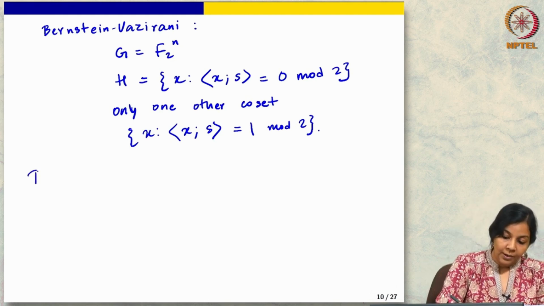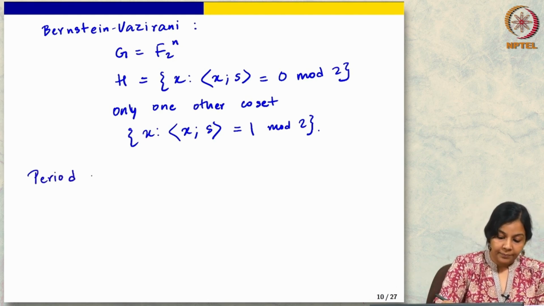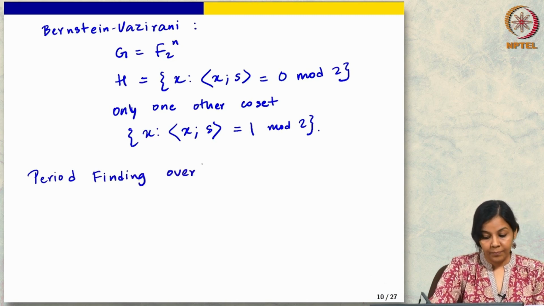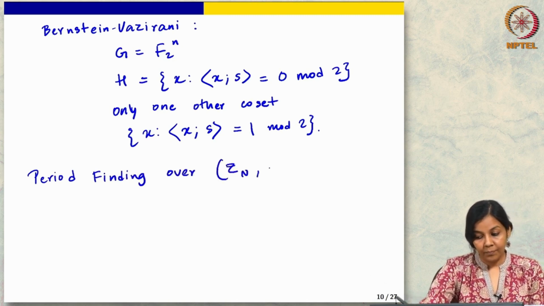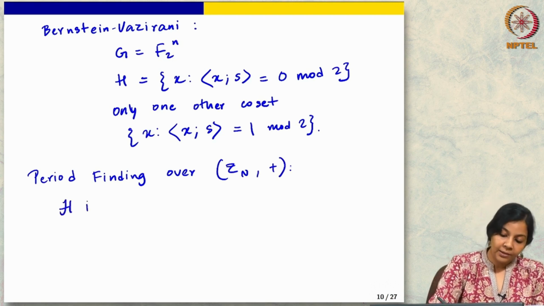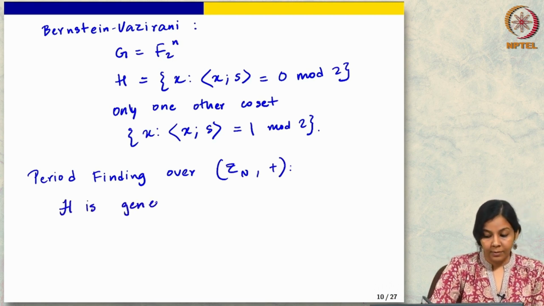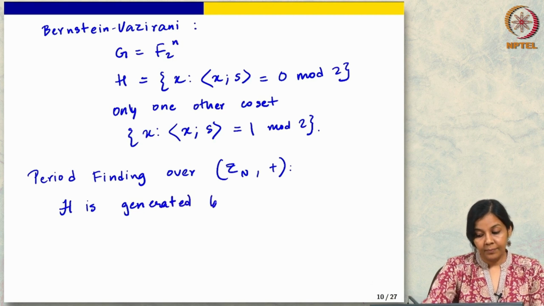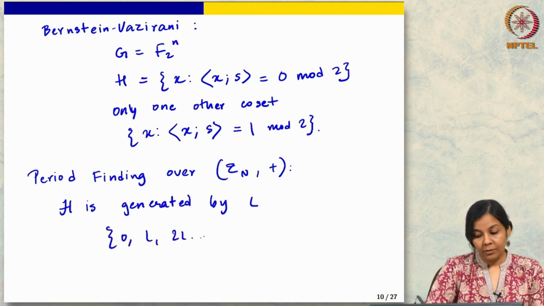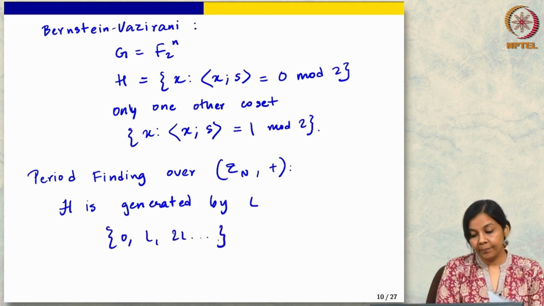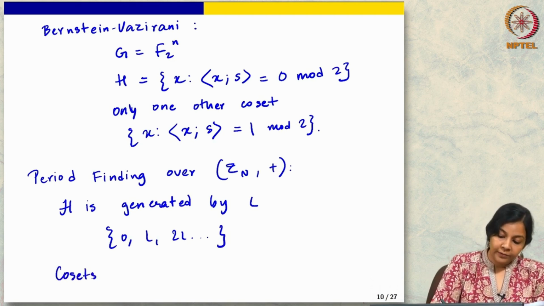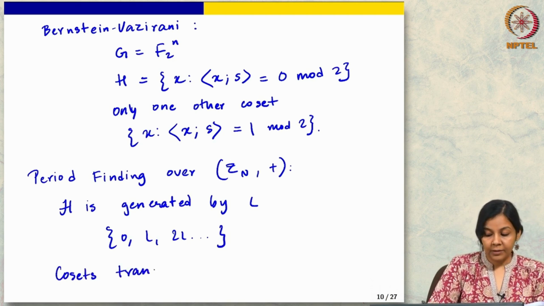Okay, so now let us look at period finding. Okay, so here H is generated by L, right. So, 0, L, 2L and so on, and the cosets are translates of H.